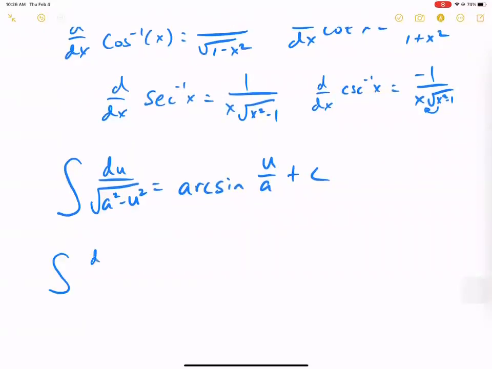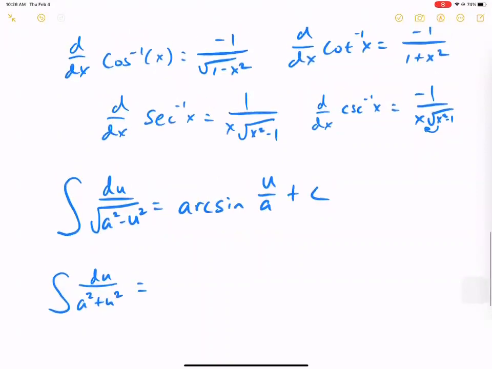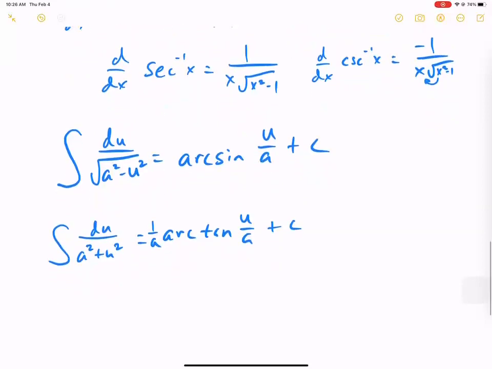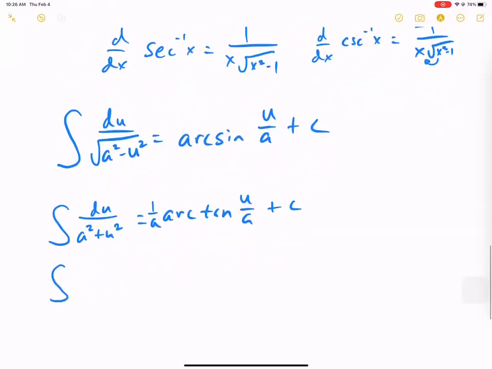The next one is the integral of du over a squared plus u squared. If you remember our derivatives, which derivative did not have a square root? That was arc tangent. And then the same thing, u over a. But careful, this one has a 1 over a in front of it, plus c. And then our last one, the integral of du over u times the square root of u squared minus a squared. This was 1 over a arc secant of the absolute value of u over a, plus c.